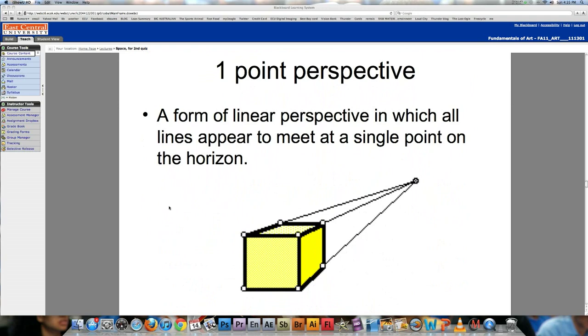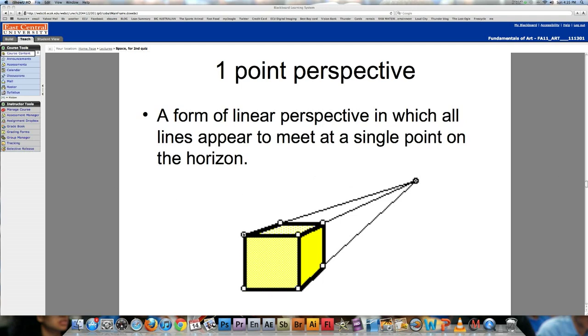In 1-point perspective, all parallel and horizontal lines recede to a single vanishing point that's on the horizon line. So this is the vanishing point right here. The horizon line goes right through that vanishing point.